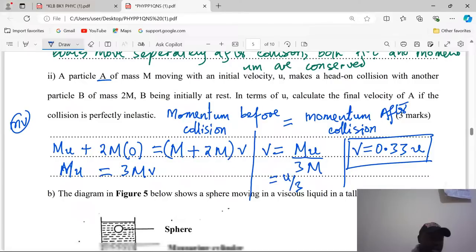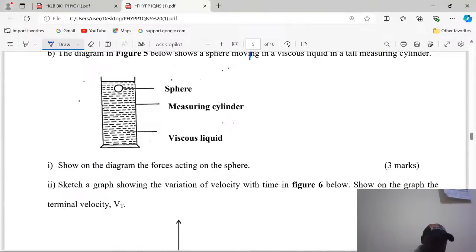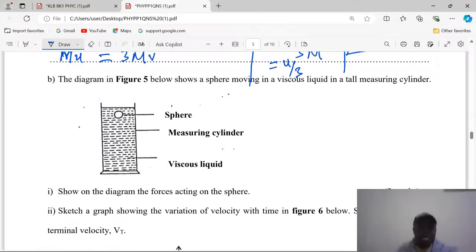We continue with part B. We are told that the diagram in figure 5 below shows a sphere moving in a viscous liquid. A viscous liquid is a liquid which has what? Friction. Because viscosity is a friction in fluids. Then we are told that it's in a tall measuring cylinder. We have the sphere, we have the viscous liquid, we have the measuring cylinder, as you can see in the diagrams.